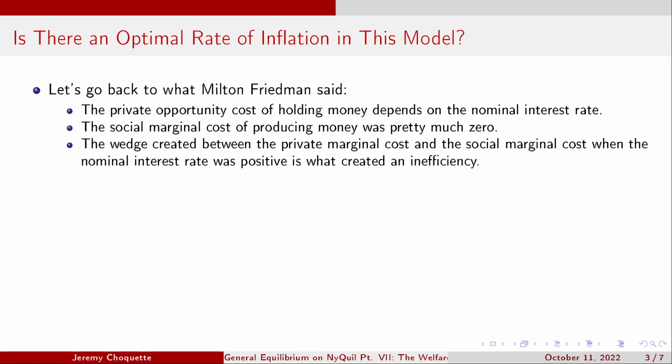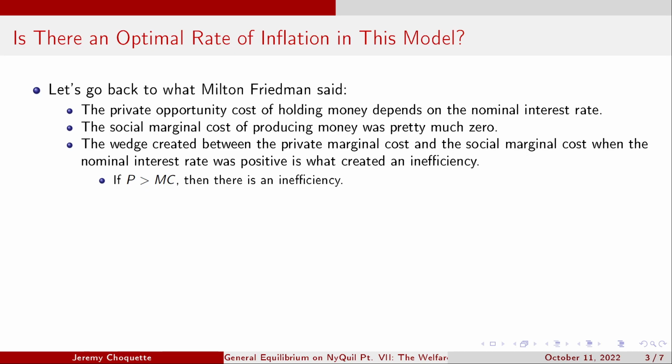But remember, there's a wedge that gets created between that private marginal cost and the social marginal cost. And if we think of the opportunity cost of holding money essentially being like the price of holding money, right, where, say, the interest rate can be thought of as the price of money, then a positive nominal interest rate being larger than zero is creating an inefficiency, because we can think of the price being greater than marginal cost. And if you remember from microeconomics, in a perfectly competitive environment, price equals marginal cost, like the most efficient possible outcome that you can get in that particular market.